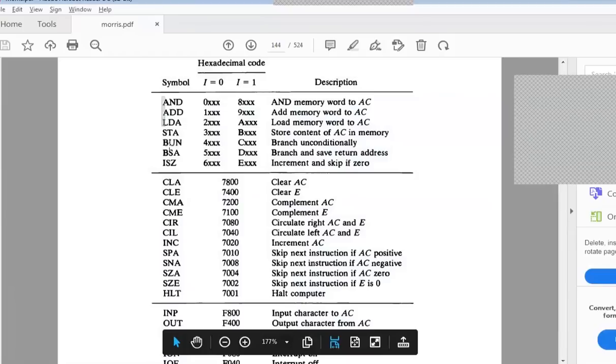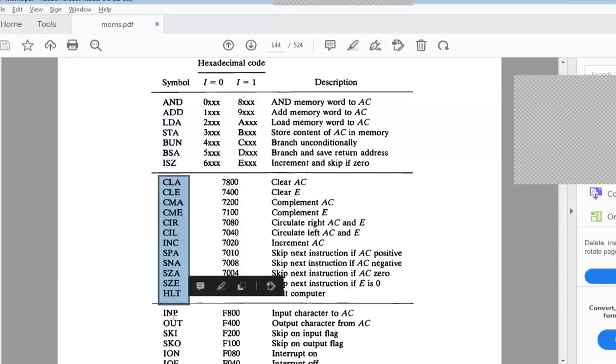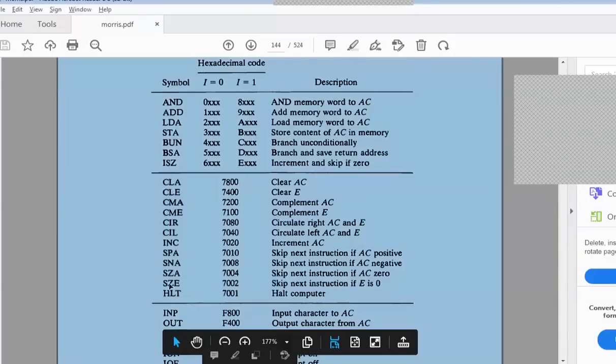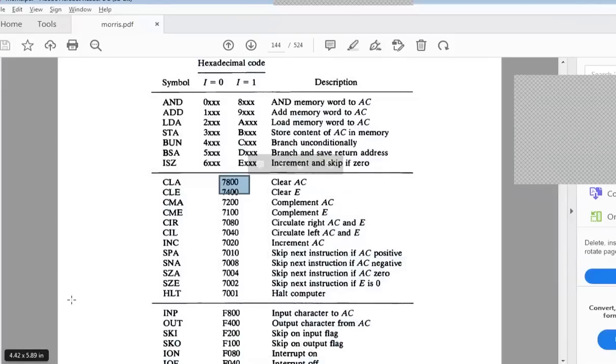But you have to remember that first is AND, then add, then load accumulator, then store content of accumulator in memory, branch, unconditional. We'll be seeing the operations involved in each and every instruction later. But right now you should be knowing the list of all the operations. Fine. And if you know the sequence, you'll be able to write its instruction code, hexadecimal code on your own.